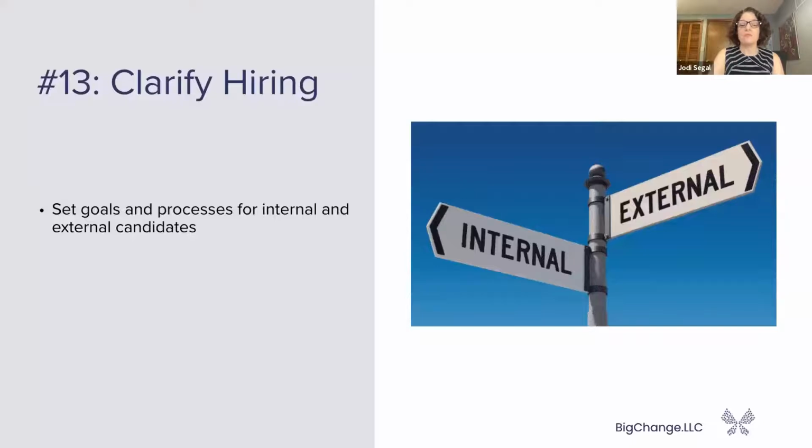Make clear the application process for internal hiring, such as send a resume and cover letter to the hiring manager 1 week before the job is posted publicly. Give all internal candidates an interview using your hiring rubric.